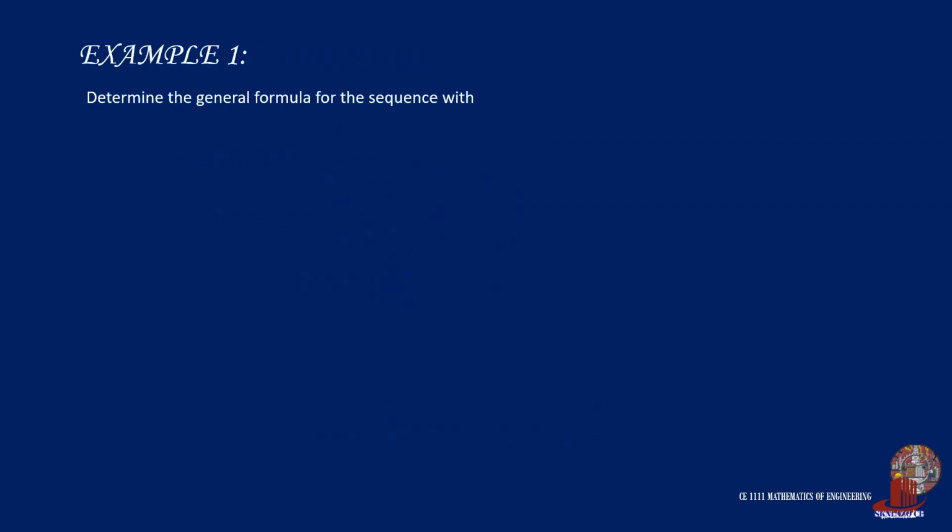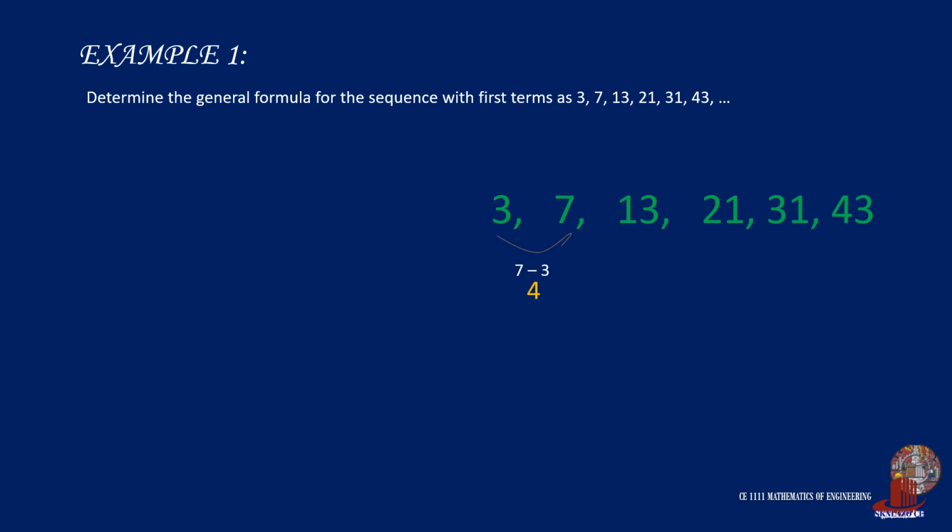Example 1 has the sequence 3, 7, 13, 21, 31, and 43 to showcase the method. We start by looking for the difference, so begin with 7 minus 3 is 4. Then 13 minus 7 is 6. 21 less 13 is 8. 31 minus 21 is 10. And 43 minus 31 is 12. This is the set of the first difference, where the terms are deviating.